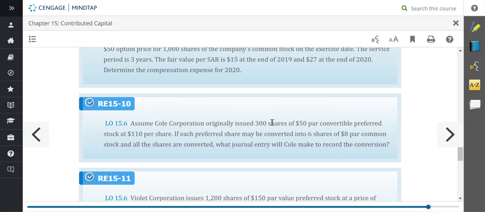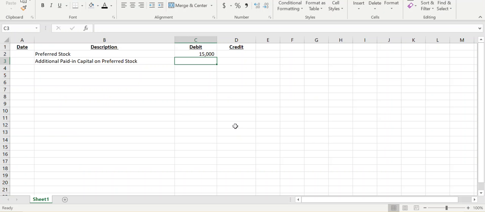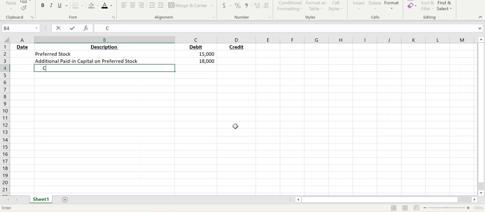If you remember, they told us that it was a $50 par value, but we sold it for $110, which means that we took in an additional $60 per share when we originally issued those 300 shares of convertible stock. So we had that additional $60 above that $50 par value times the 300 shares that we had. So what was paid into our business in exchange for ownership when we sold those convertible shares was $18,000. Now that they're converting those shares, they're converting that in order to get common stock.